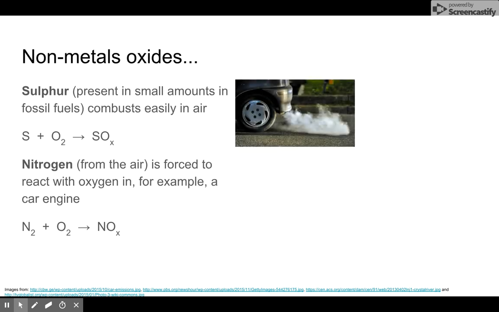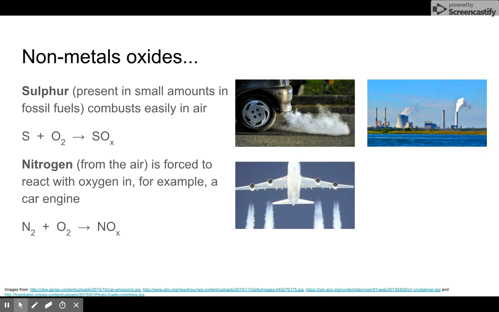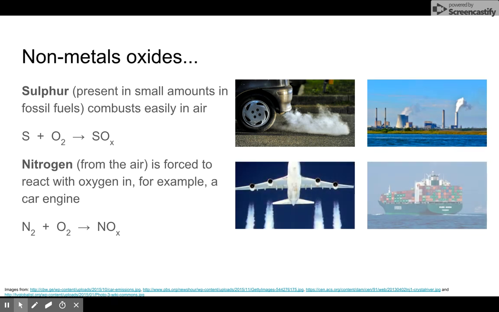That comes from cars, that might come from power stations, aeroplanes, and other engines, for example, ships and trains. So what's the issue with that? Well, if we have a look at cars, power stations and all the other things on the previous slide, we know already that they're going to be producing SOx and NOx, oxides of sulfur and oxides of nitrogen. And because sulfur and nitrogen are non-metals, these gases are going to be acidic.